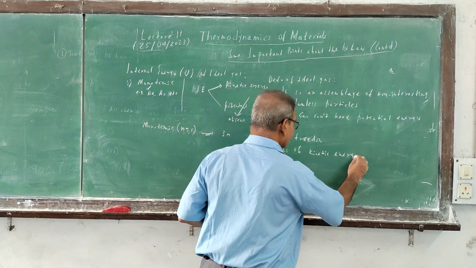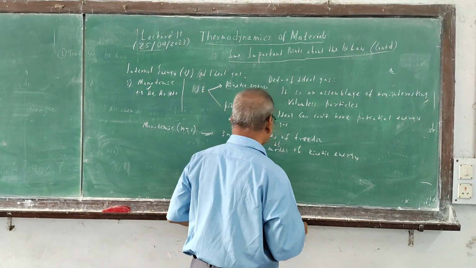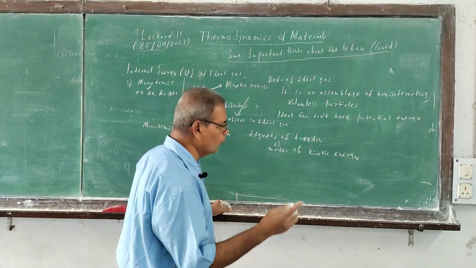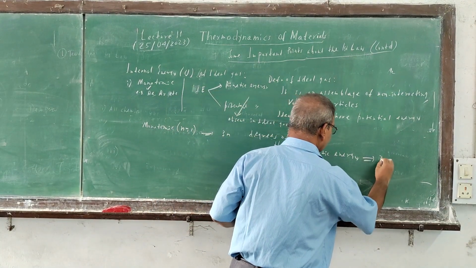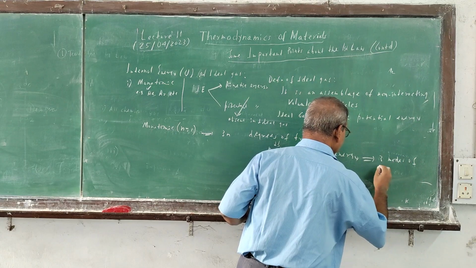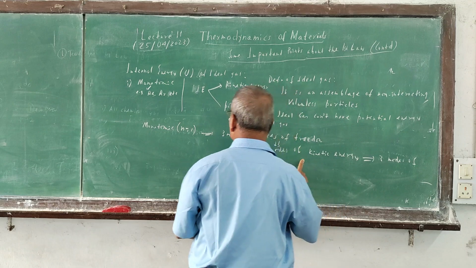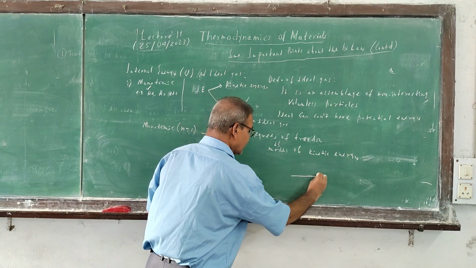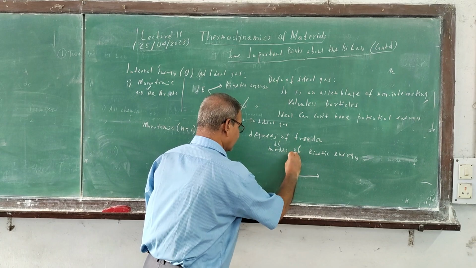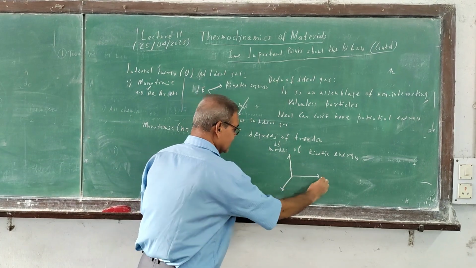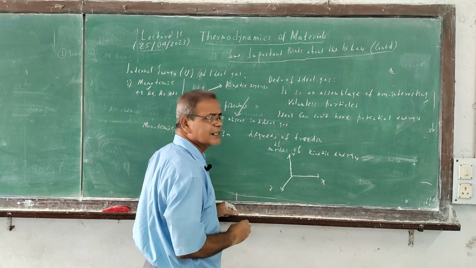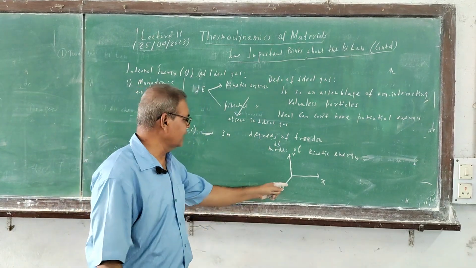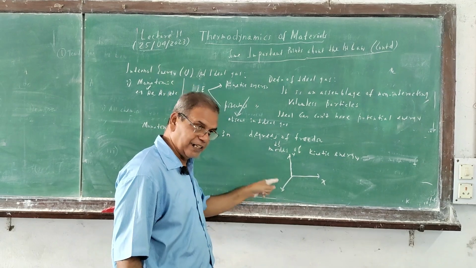What are they? Three modes of kinetic energy. Since there is no potential energy, these 3 modes are all kinetic. What are they? X direction, Y direction, Z direction: 3 directions. A molecule can move in 3 directions.